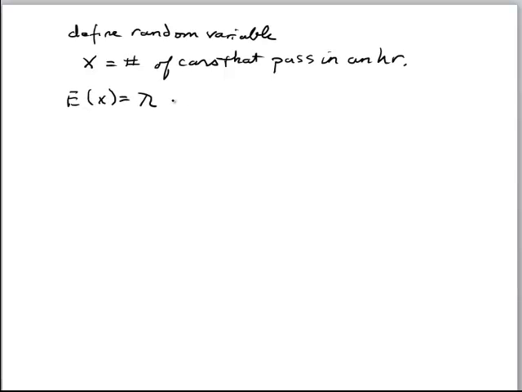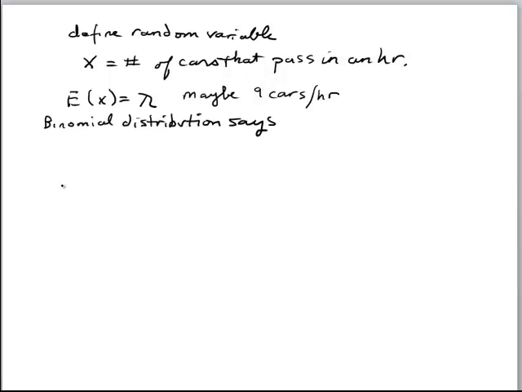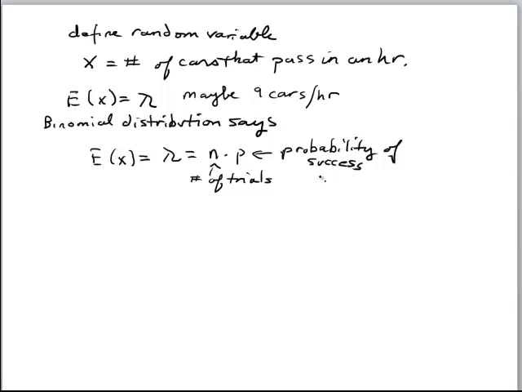We're going to call it lambda. For our case, maybe we'll find it's like 9 cars in an hour, and we've sat there for hundreds of hours watching, and that's what we found. Now, the binomial distribution says that the expected value, lambda, is equal to the number of trials we have times p, which is the probability of success. As we've seen previously, that's like in each toss.